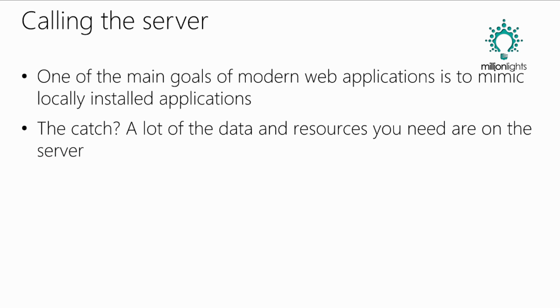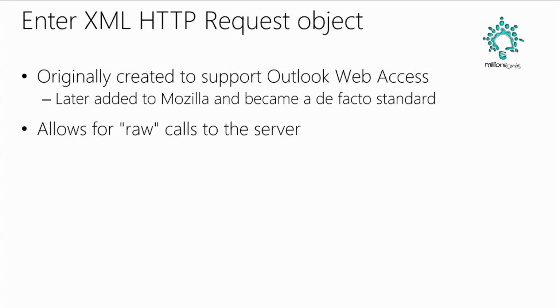So here's the thing. When you're creating a web page, one of the big things that you want is to make sure that it's interactive, so that you could actually call out to the server and get some data back from the server. In a perfect world, the web page that you would create would behave an awful lot like a locally installed application. Of course, the catch is a lot of the data that we're going to need is going to be inside of a database or on another server somewhere. So how do we go about calling that? Well, that's where the XML HTTP request object comes into play.